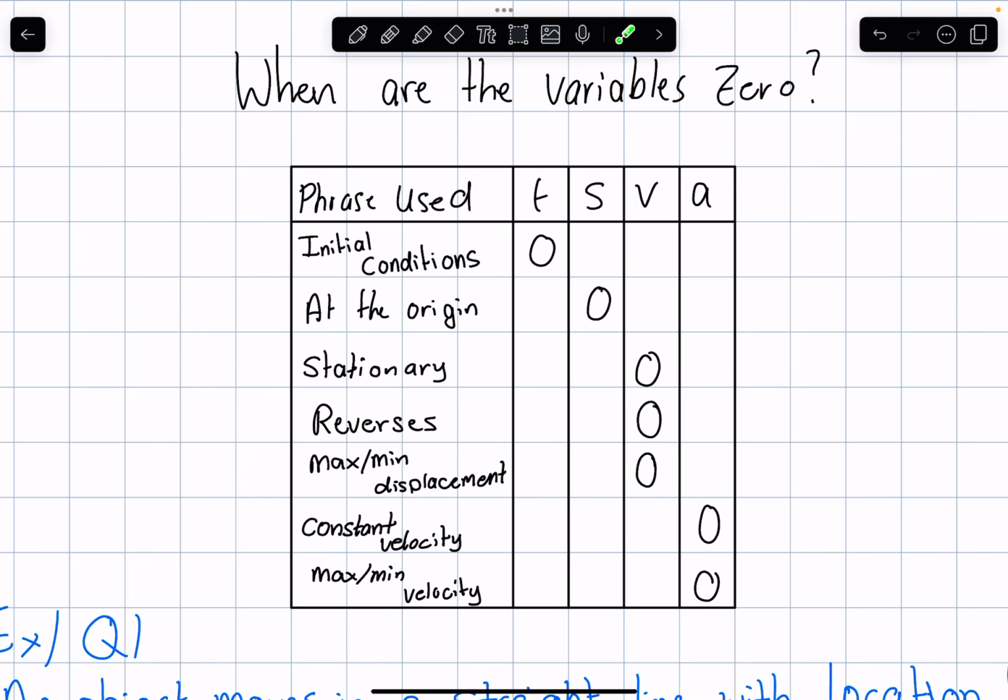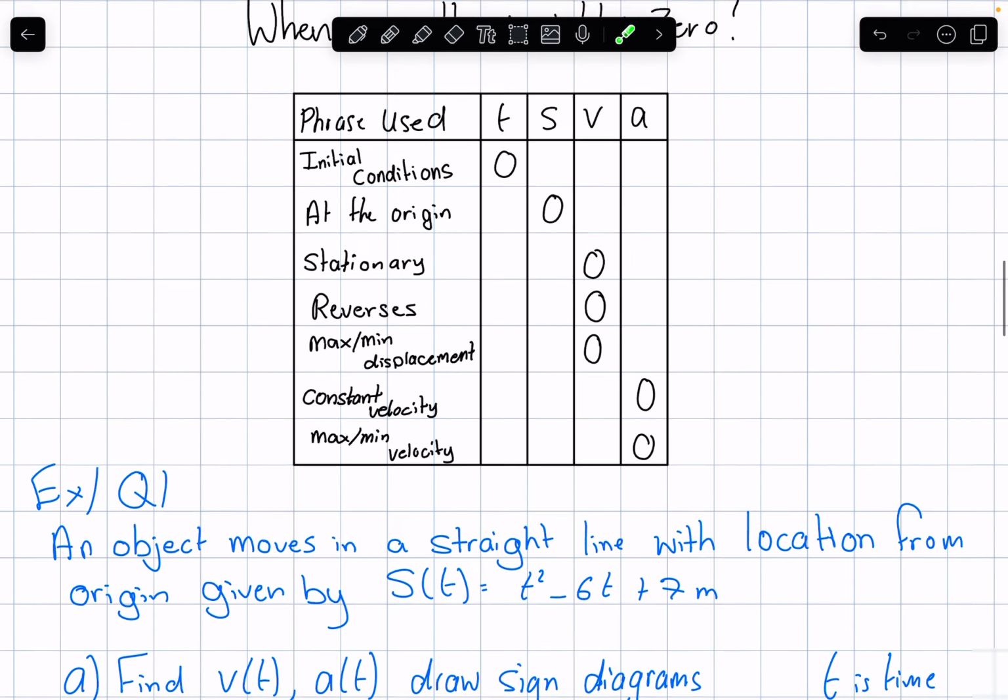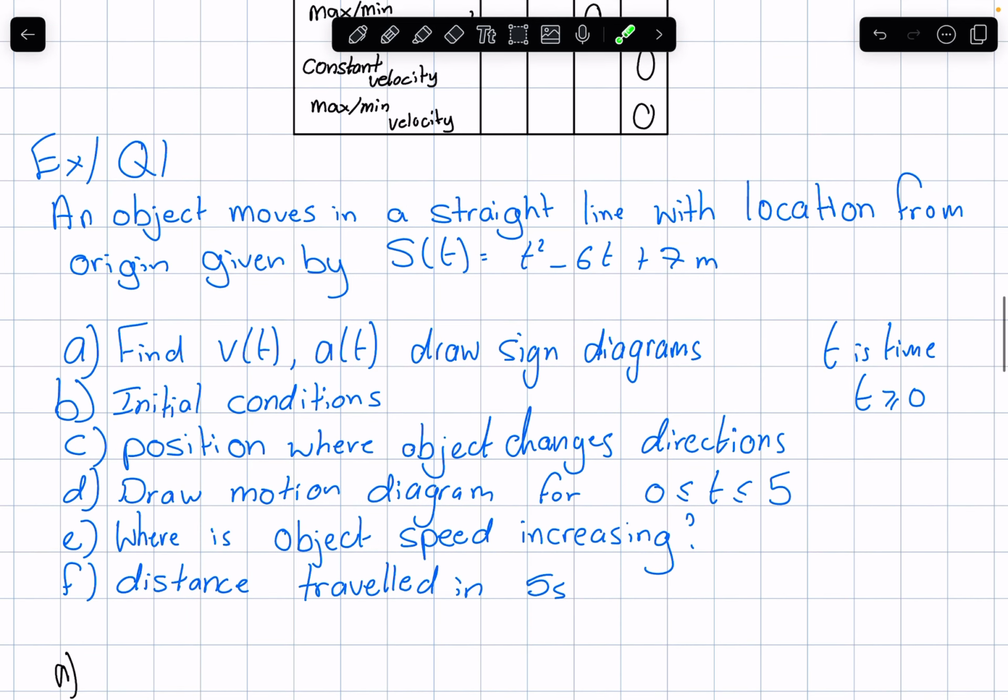So referring back to that is going to be really helpful when a question asks us for a certain thing. What is it actually asking us to solve, and what does it mean? So we're going to have a look at a nice basic question here. So I've got an object moving in a straight line with location from origin given by the displacement with respect to t, and it's t squared take 6t plus 7 meters. Now remember, t is time, so t has to be greater than or equal to 0. So part A, we're going to find v of t and a of t and draw the sign diagrams.